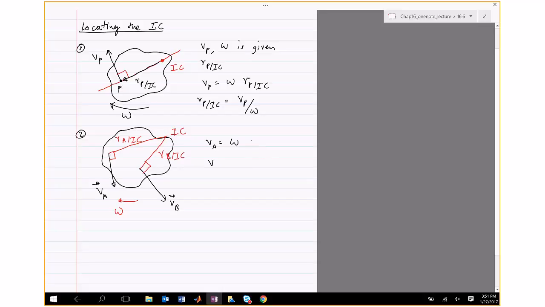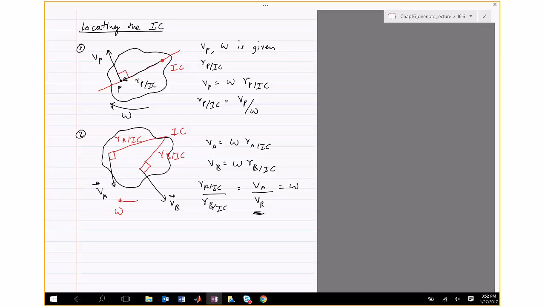VA is omega RA with respect to IC, and VB is omega RB with respect to IC, right? So in this case, we can find the ratio of the two, simply VA divided by VB, which also happens to be omega. So given VA and VB, we can find the ratio of RA with respect to IC and RB with respect to IC, but we cannot find the individual values unless we're given some more information.